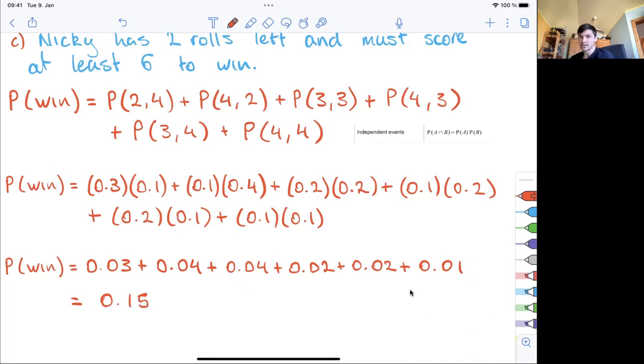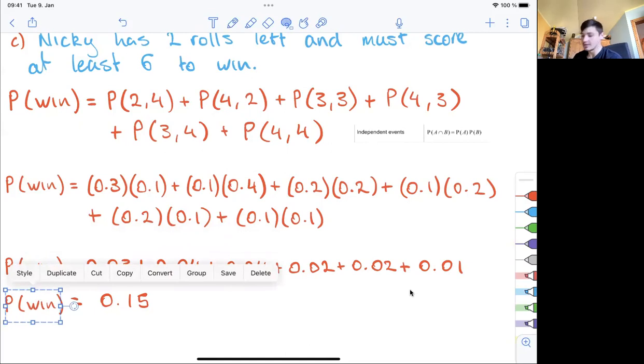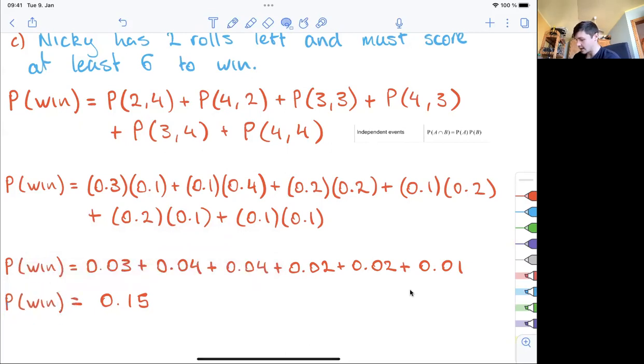Okay, take your time with these ones. It's quite easy to get them off by one digit, but yeah, I recommend just going through. So 0.03, 0.04, so you get to 0.07, then 0.11, then 0.13, 0.14, then 0.15 at the end. You kind of saw how I went through there as we work from left to right. Okay, and then that is the answer to part C. So that's the probability that Nikki would win the game. Okay, now let's move on to part D.